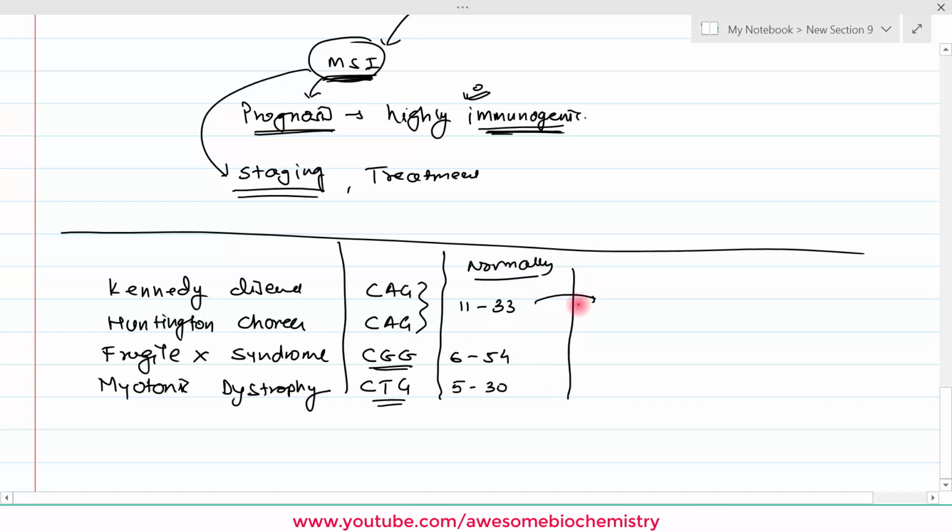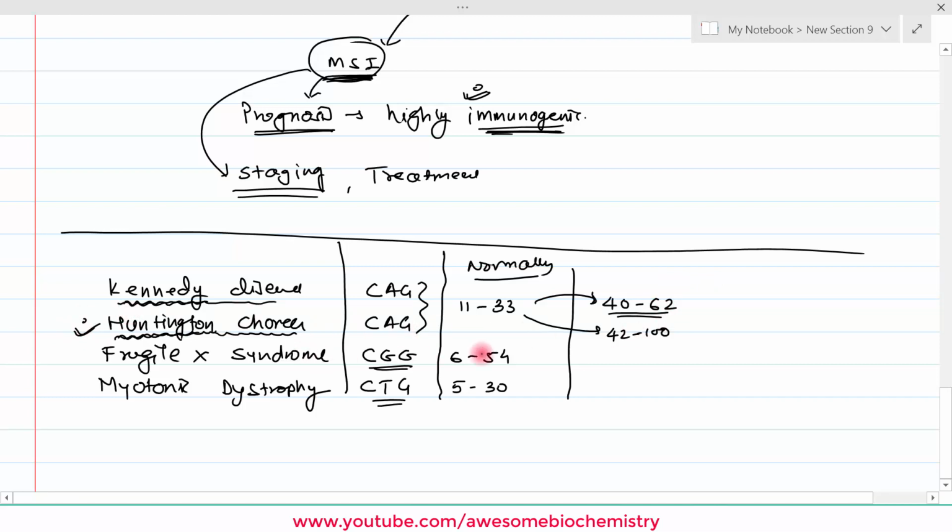But when it becomes unstable, so 11 to 33, when it goes into the range of 40 to 62, this increase in the number of CAG repeats is seen, then there are high chances that the person might develop Kennedy disease. Or instead of 40 to 62 times, it becomes 40 to 100 times, that means more repeats, there is a chance that the person might develop Huntington chorea. Now you can see, if it is 40 to 62 times, there are chances of both Kennedy disease or Huntington chorea. But if it goes beyond 62 times, there are more chances that he will develop Huntington chorea.